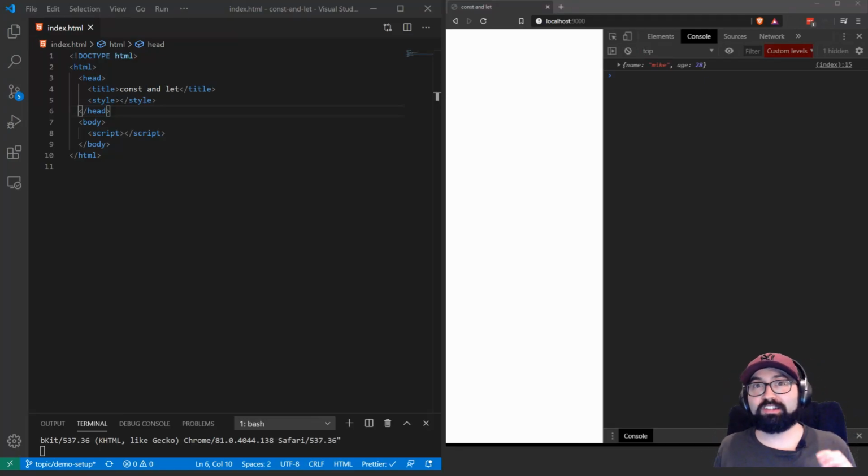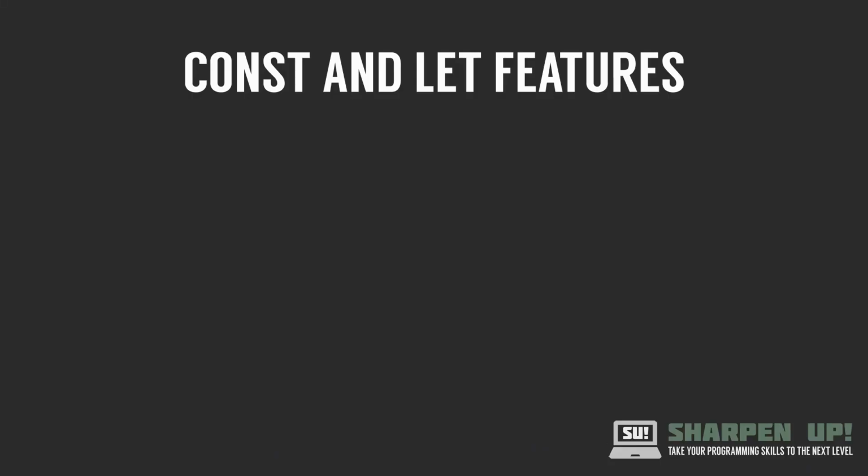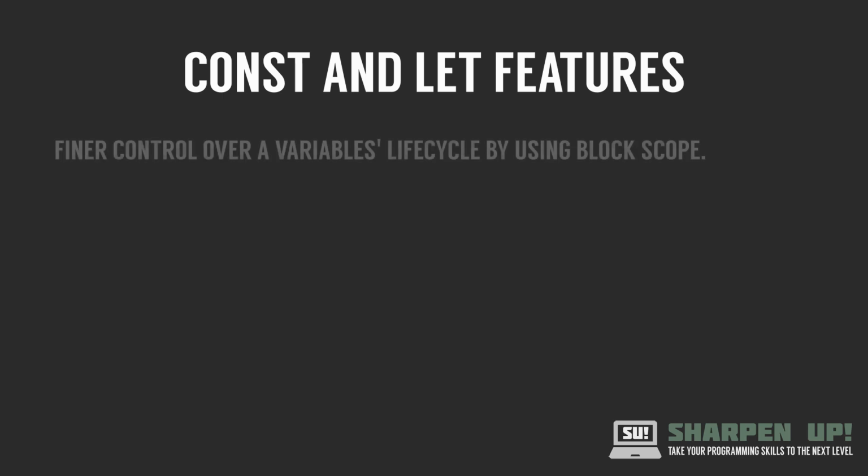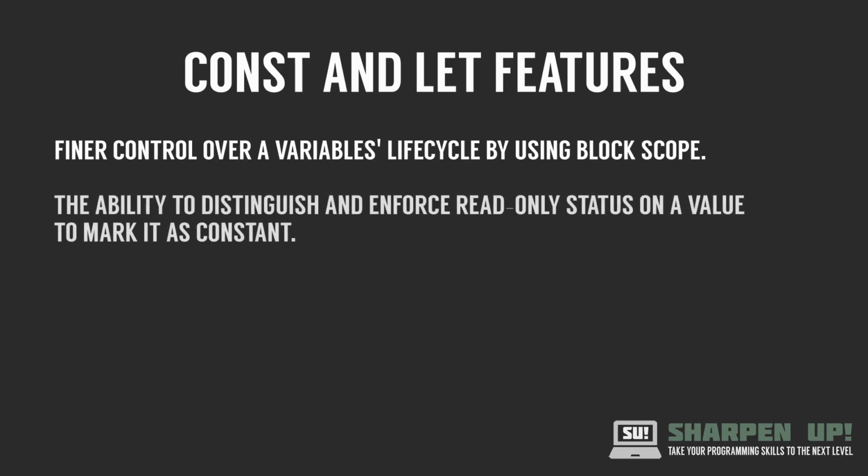Today we're going to look at const and let. Const and let allow us to represent and reuse values in our code, like we can with var, but with some added benefits. Var is the traditional way that we declare variables in JavaScript, but compared to other programming languages, var has some quirks and shortcomings that can lead to unintended bugs and difficult to read code. Const and let have been introduced to address those issues with var by giving us finer control over a variable's lifecycle by using block scope, and the ability to distinguish and enforce read-only status on a value to mark it as constant as opposed to being a variable.